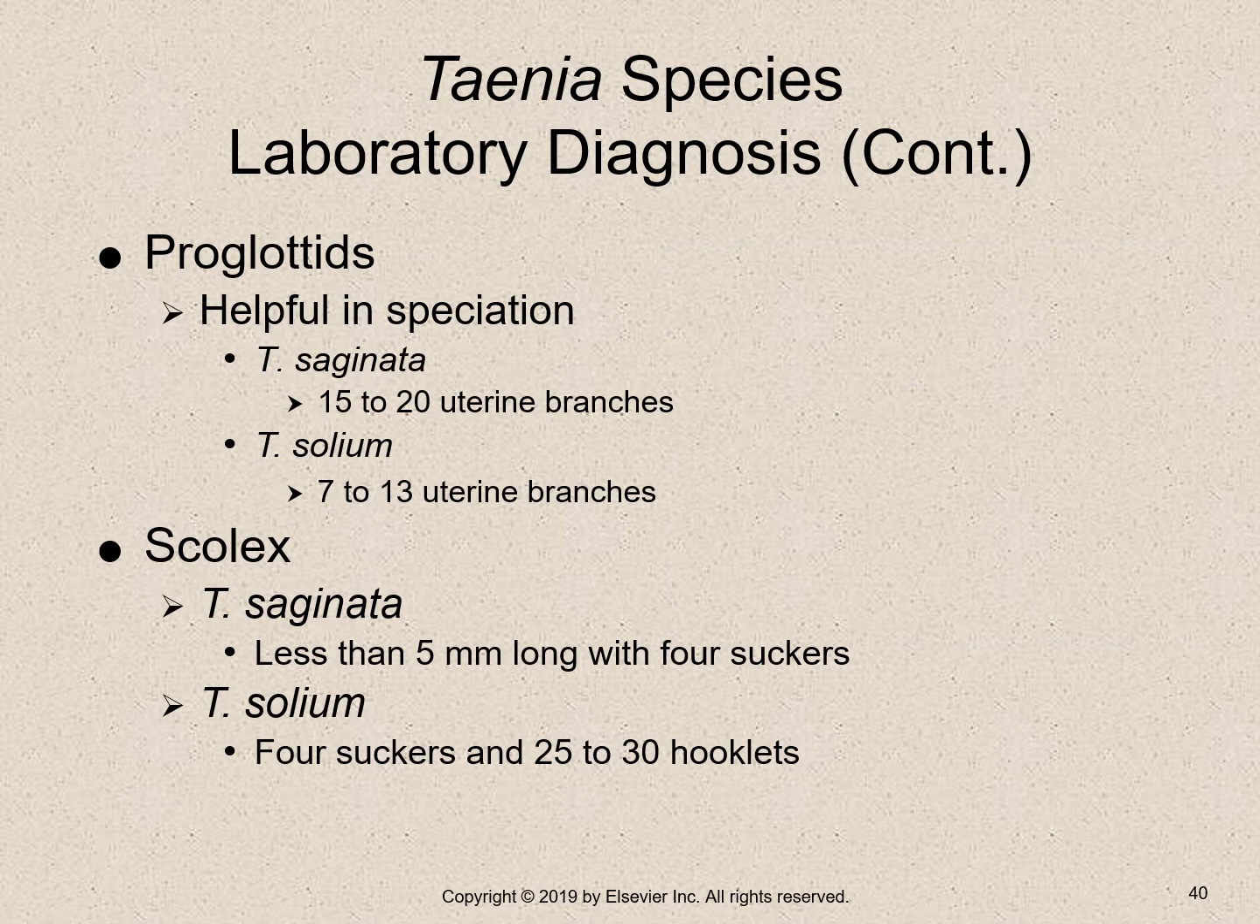Whereas the eggs cannot be distinguished to species level, the adult tapeworm can be differentiated based on the number of proglottids and the appearance of the scolex. Taenia saginata has 15 to 20 uterine branches, whereas Taenia solium will only have 7 to 13. The scolex of Taenia saginata is usually less than 5 millimeters long with 4 suckers, whereas Taenia solium has 4 suckers along with 25 to 30 hooklets present.